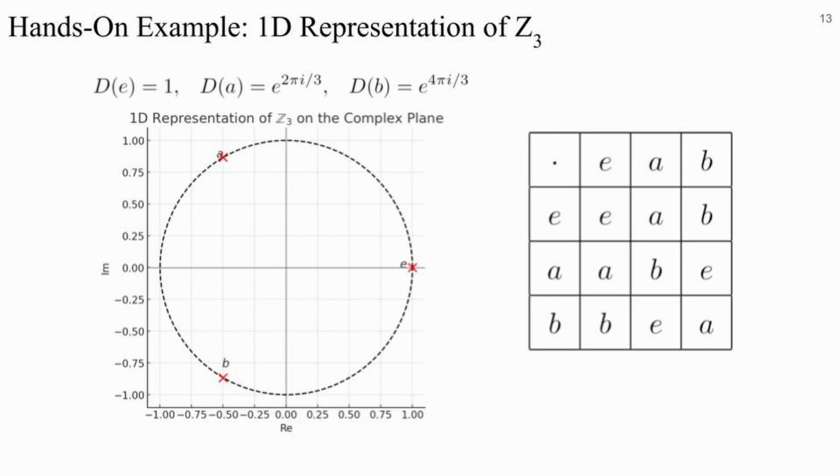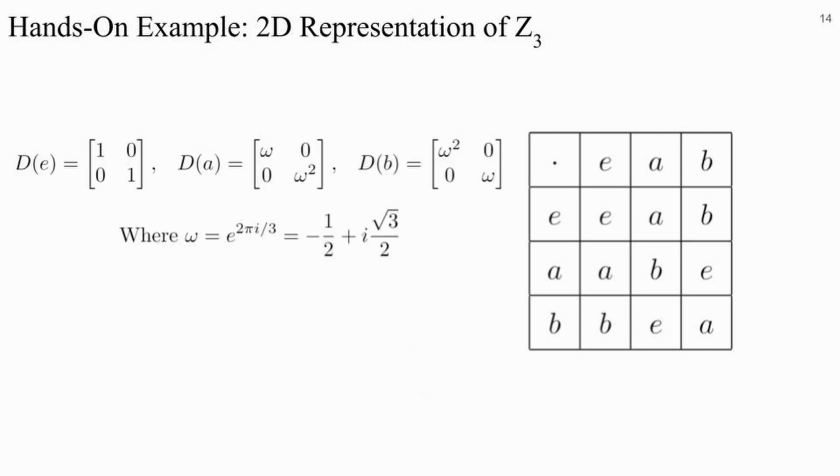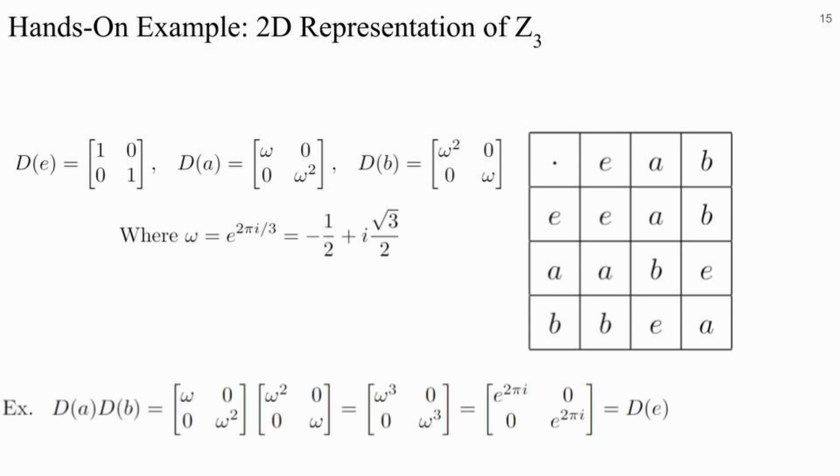That is why Z3 is called the cyclic group. We can take this one step further and identify the 2D representation of Z3 by having this homomorphism map the elements of our group to the 2x2 complex plane. And then we can go through the same exercise as we did for the 1D representation.